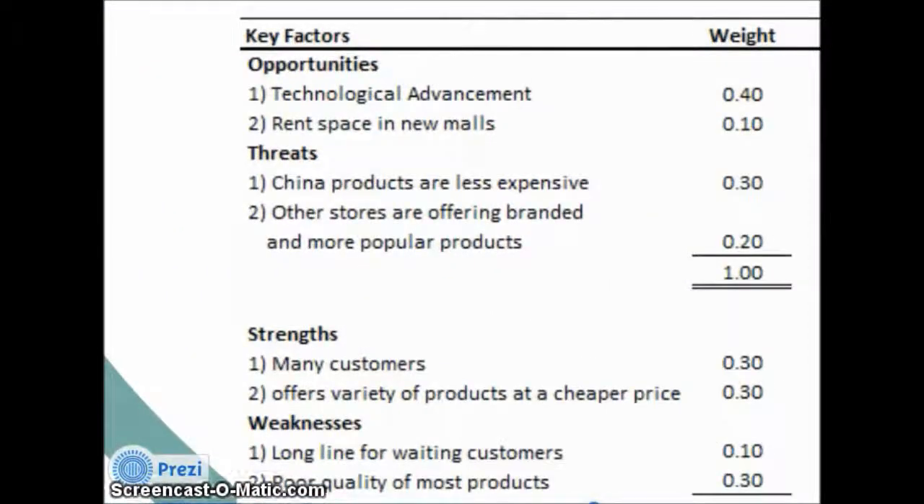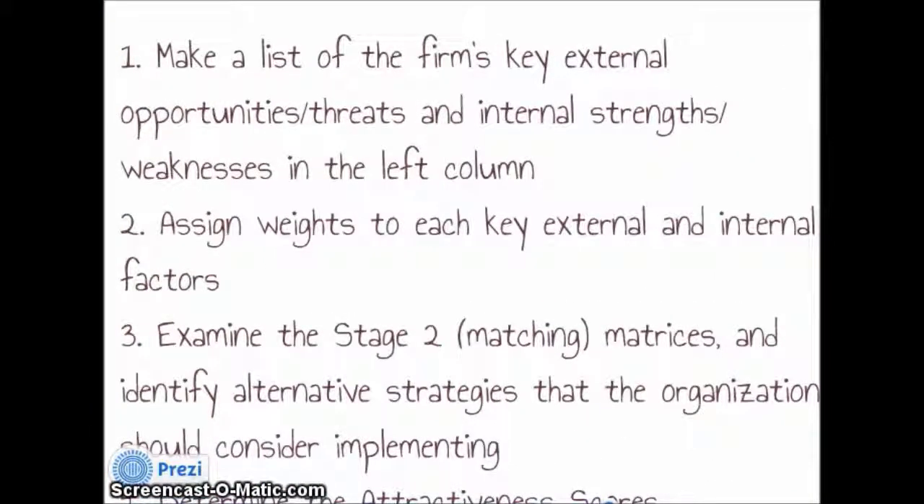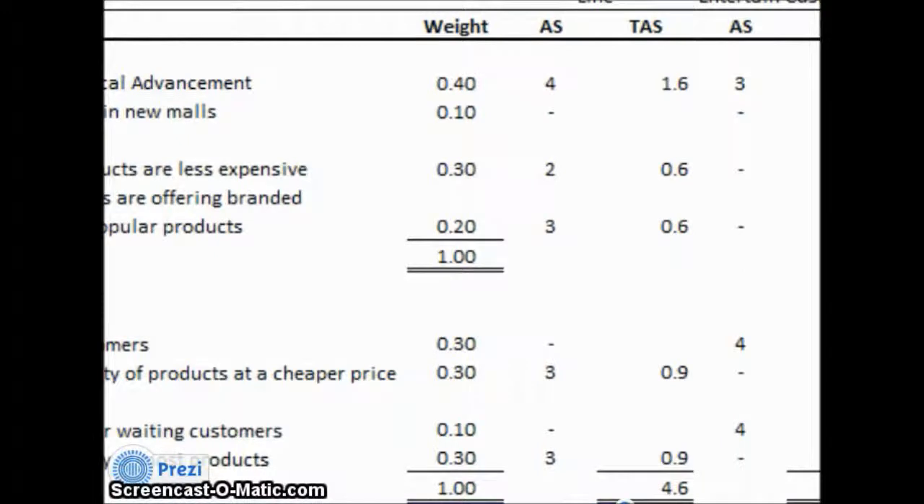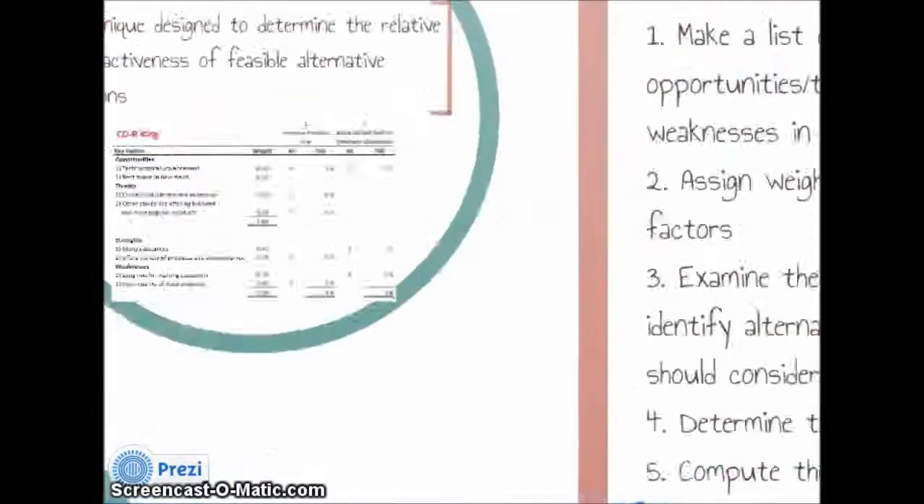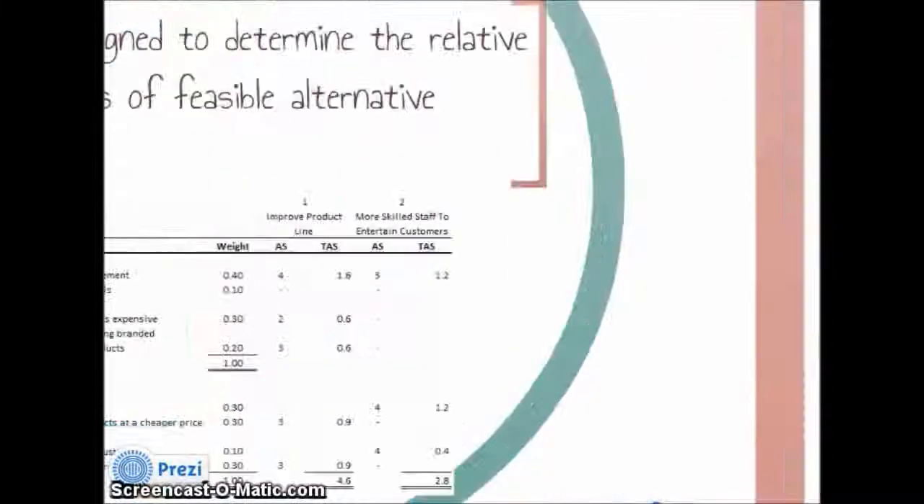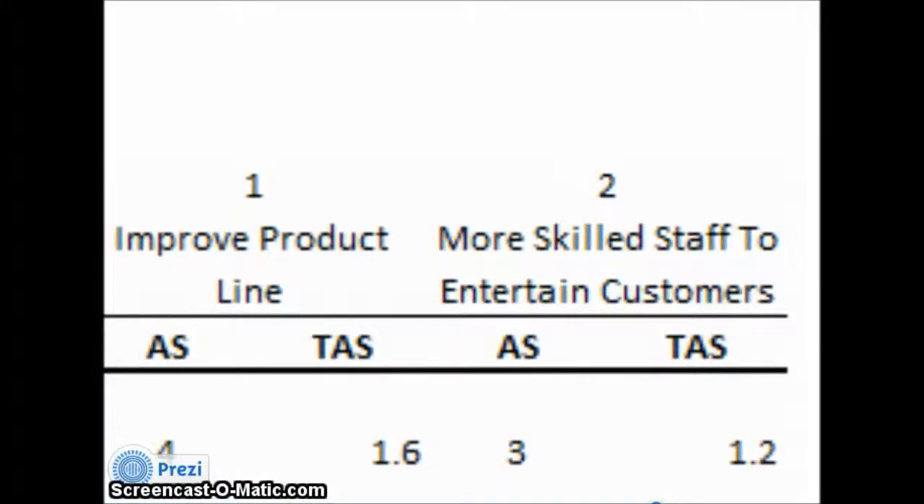So this is the SWOT analysis of CDR King. Next, assign weights to each key external and internal factor. So now we can see here the weights that represent the degree of importance of each factor. Next, examine the stage 2 matching matrices and identify alternative strategies that the organization should consider implementing. So for this example, the CDR King has 2 alternatives: one is to improve the product line and the other is to have more skilled staff to entertain customers.